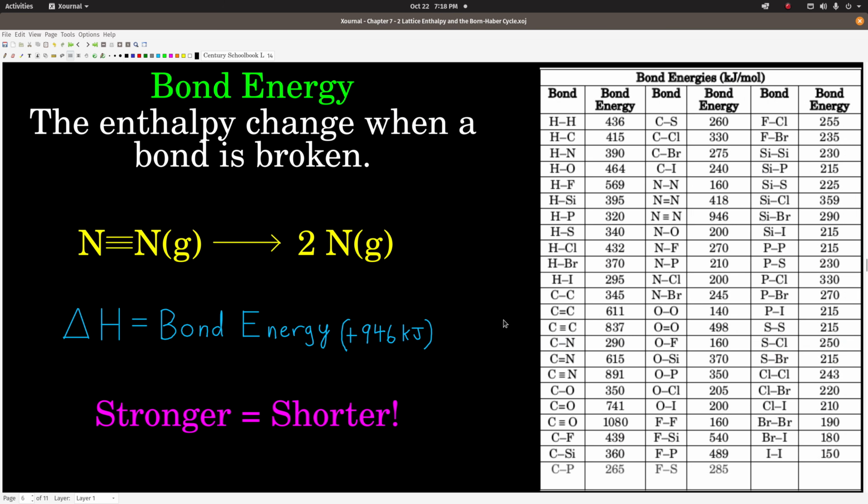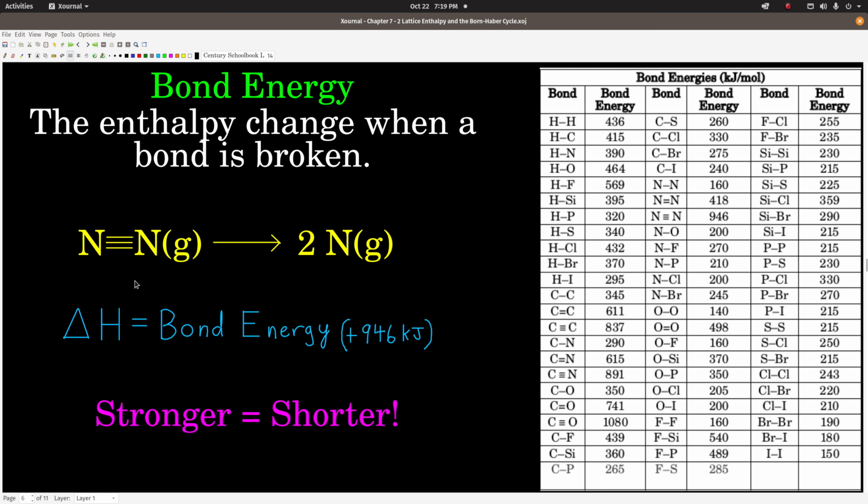All right. Now, bond energies. The bond energy, also bond enthalpy, is the enthalpy change when a bond is broken. So, for example, in the nitrogen molecule, there's a triple bond between the two nitrogen atoms. The amount of energy it takes to break this bond and form two separate nitrogen atoms is the bond energy for that bond. For that bond, it's positive, it's 946 kilojoules.